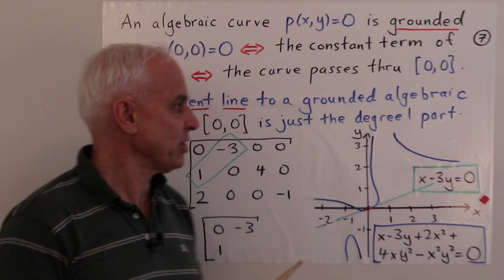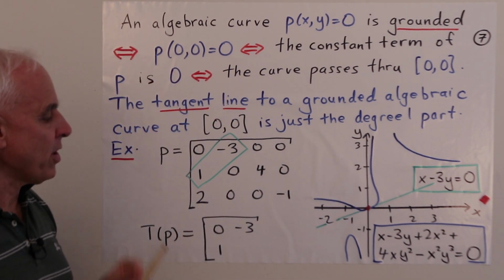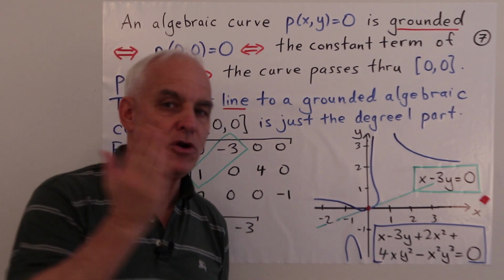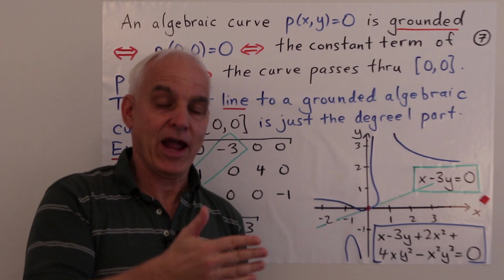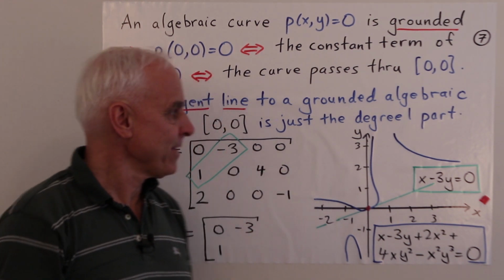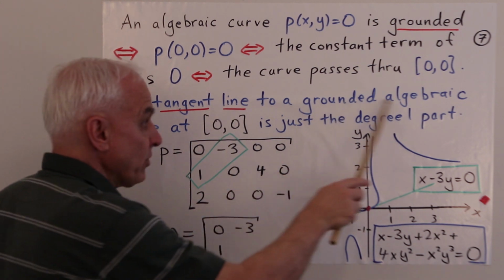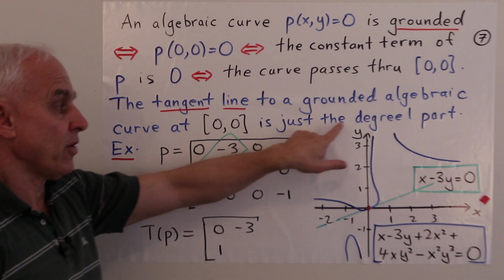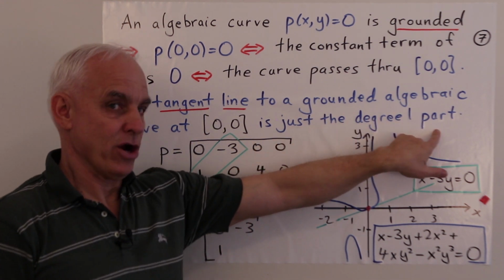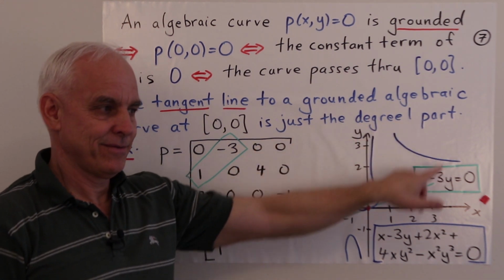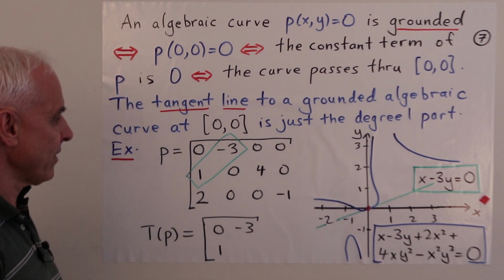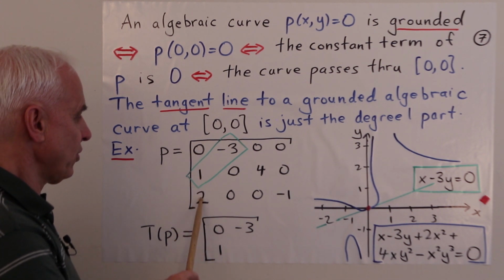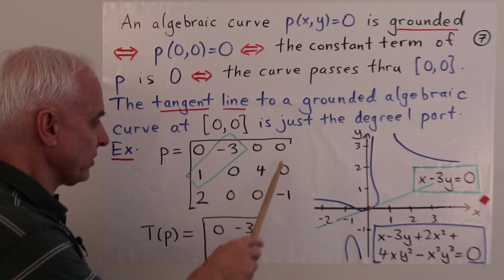It's a good terminology. Okay, so we're going to tackle the problem of defining tangent lines first for grounded curves and then for more general ones. So the tangent line to a grounded algebraic curve at the origin is just the degree 1 part. For example, here is a bi-polynumber: 0, 1, 2, minus 3, 0, 0, 0, 4, 0, 0, 0, minus 1.